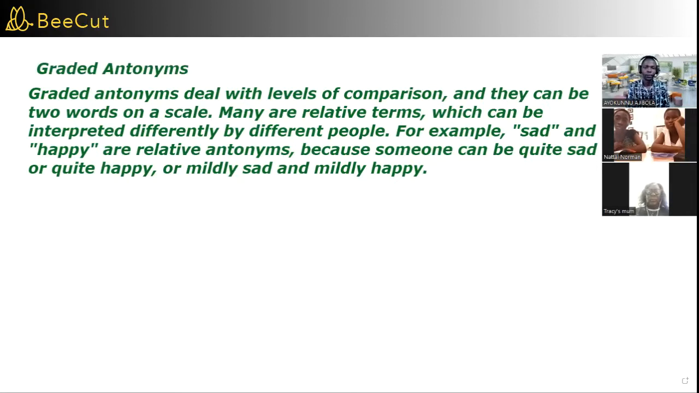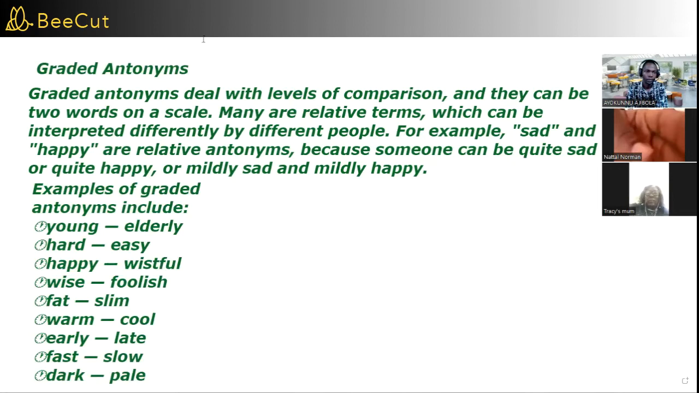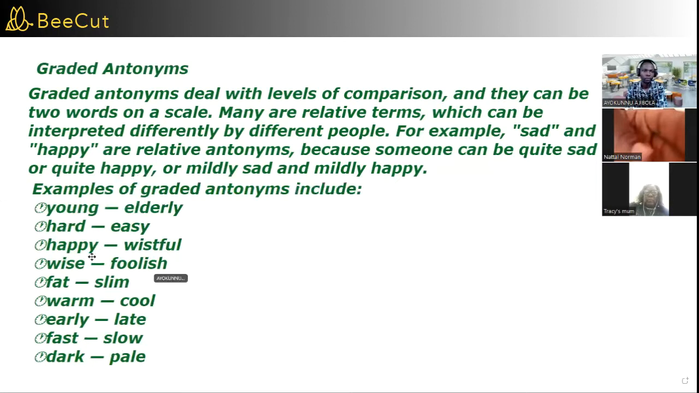So I'm going to be giving some examples of graded antonyms now. Examples here. Let me try and separate that from here. So examples of graded antonyms include young, elderly, hard, easy, happy, wistful, wise, foolish, fat, slim, warm, cool, early, late, fast, slow, dark, pale. Okay, let me hear you. Young, elderly. Hard, easy. Happy, wistful.